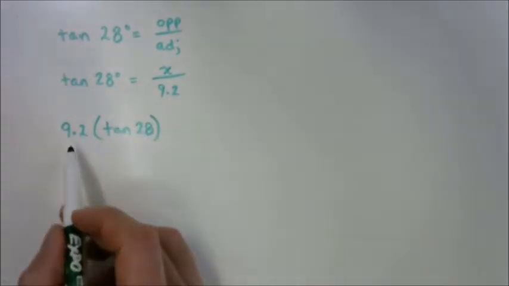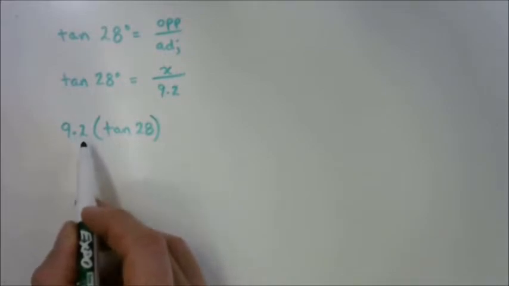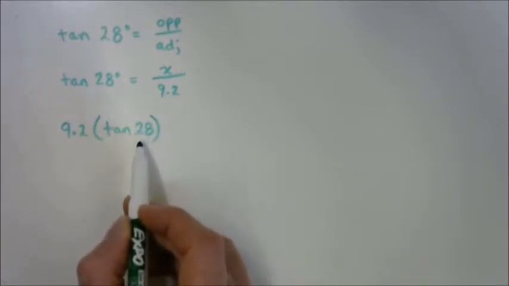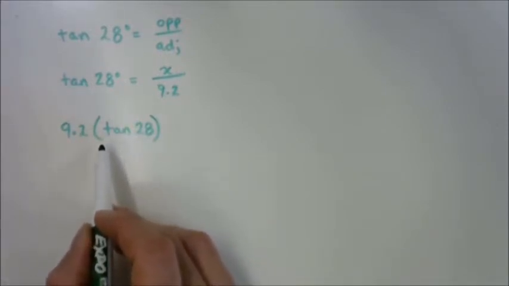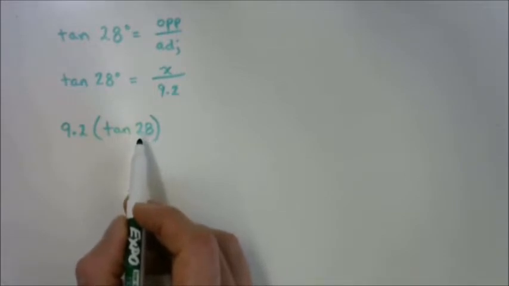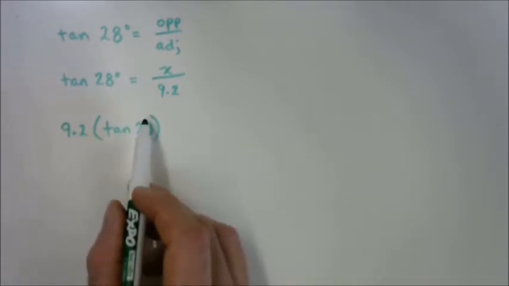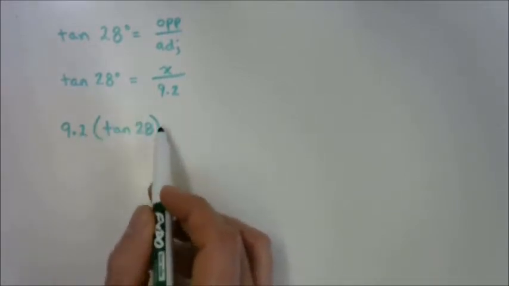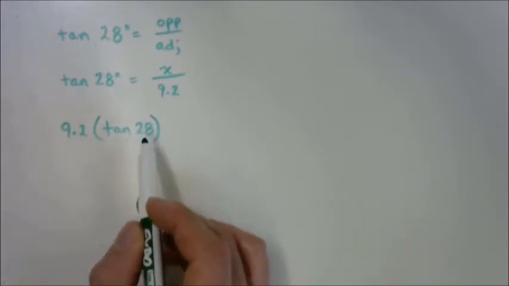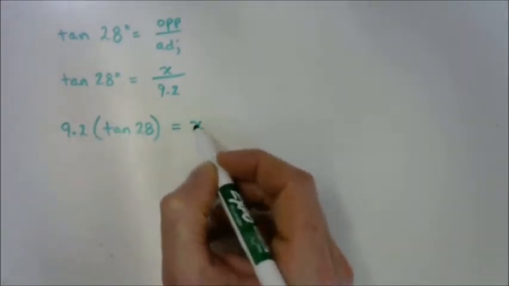Okay, you may not multiply 9.2 times 28. That is incorrect. It's the tangent of 28. Okay? So there's no value of 28 here at all. It's the tangent of 28. And that's going to be equal to x.